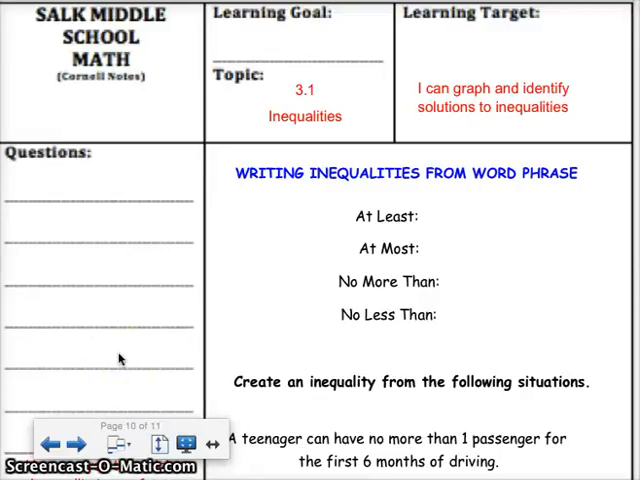Okay, we are moving to the last lesson on 3.1. And this is our learning target. You are going to be able to create an inequality given a word phrase. And that's that real life application that we had talked about on our formal learning scale.